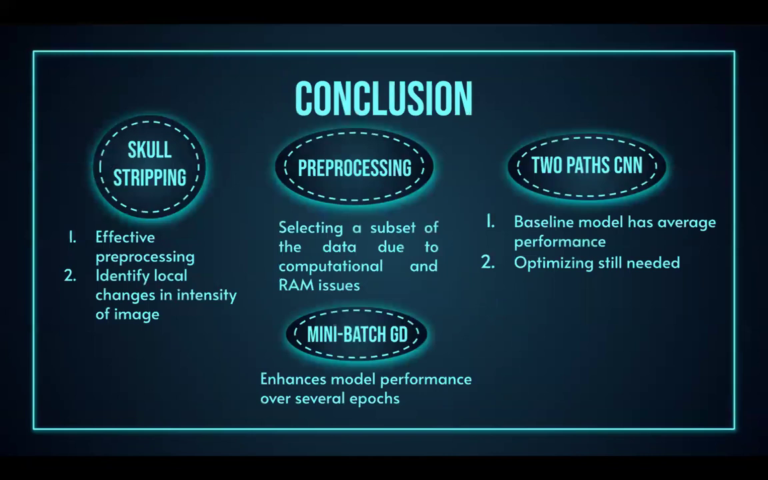Finally, for the conclusion, so far we've implemented the skull stripping. We were able to pre-process the data. However, we ran into the issue that it has a high computational time, and we had RAM issues. And so we also implemented the two-path CNN. We implemented a mini-batch gradient descent.